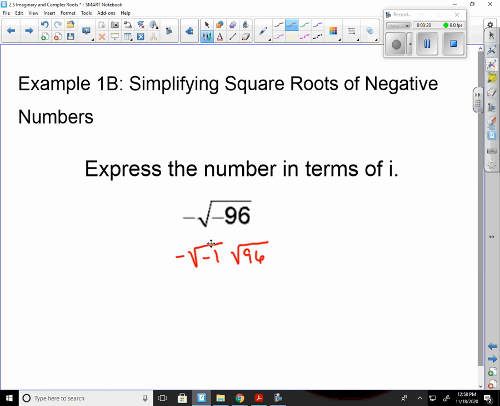Now, what's the square root of negative 1? Well, if we do negative 1 times negative 1, that gives us a positive 1. So that wouldn't be negative 1. This is where the trick comes in. That's got to be an i. So anytime you see the square root of a negative, you know you're going to have an i in the answer.